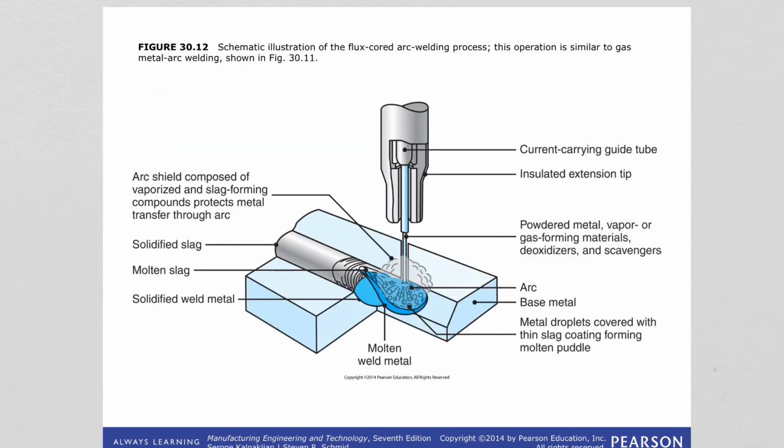So here is the illustration of the flux core arc welding process, and there is the tubular wire, and at the core it has an inner core that is filled with flux. And with the flux, you can see the slag forms, and it removes the oxides and other impurities from the molten metal.